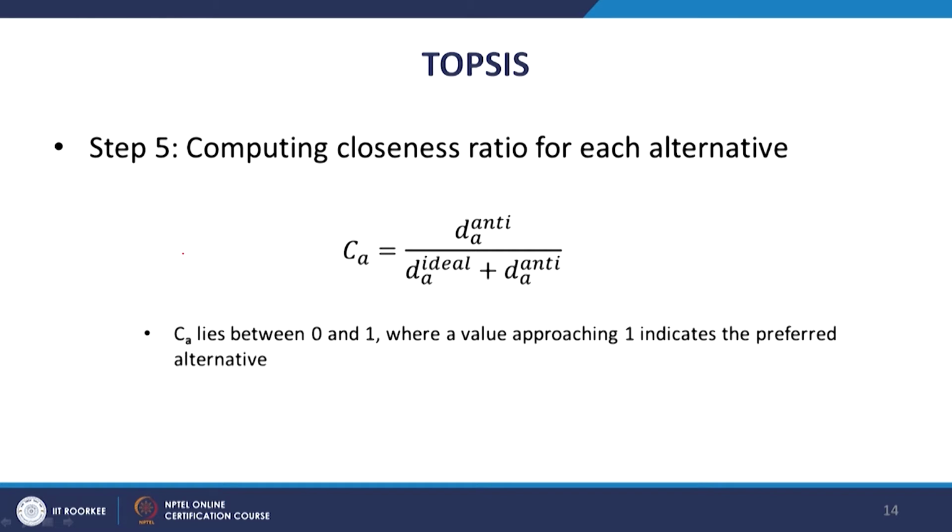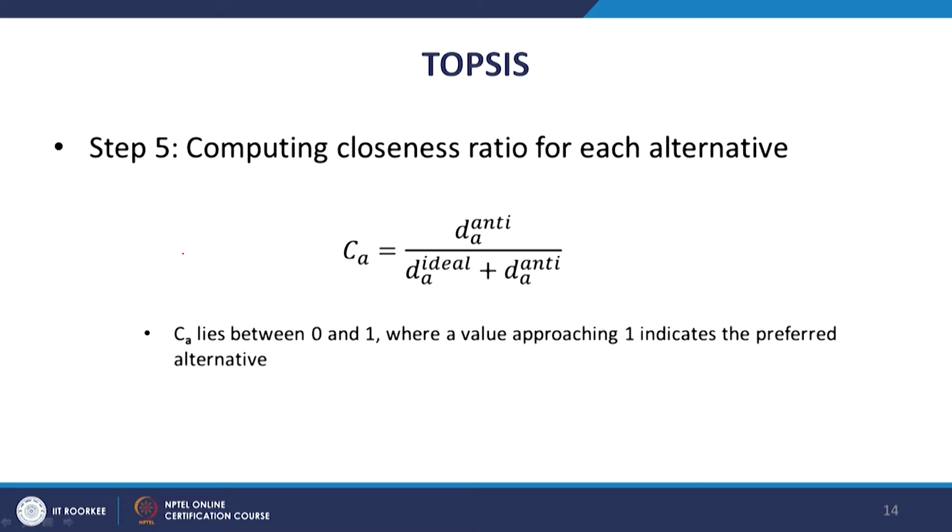Now at the end of step 4 we will have the distances between all the alternatives and the ideal and anti-ideal points. Once that is there, we can go ahead and compute the closeness ratio for each alternative. So how do we do this? You can see an expression written in the slide. This closeness ratio, capital C A, is going to be computed for each of the alternatives. So this is C A equal to, in the numerator, D A anti.